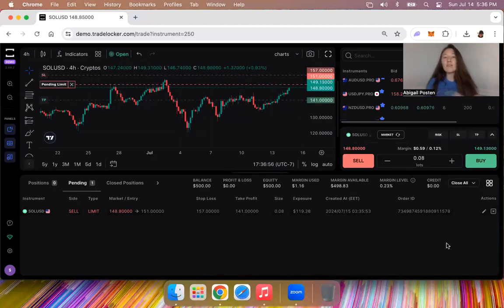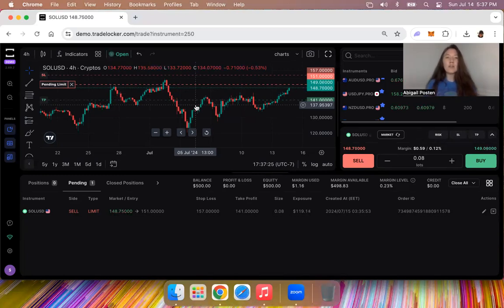But maybe, let's say, for example, we want to make some edits, some changes. We would just click on this little edit icon right here, and we would see the picture pop up, and we can maybe make some changes to our take profit, our stop loss, or even our entry. Now, you'll only be able to edit your entry if the trade has not yet activated, meaning the trade has not yet hit your entry level. That's the only time that you can edit the entry.